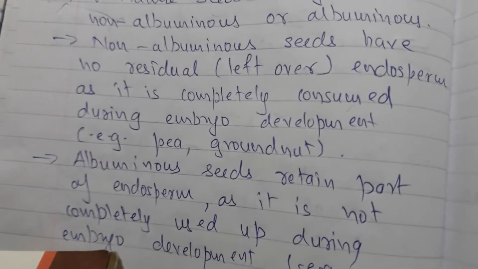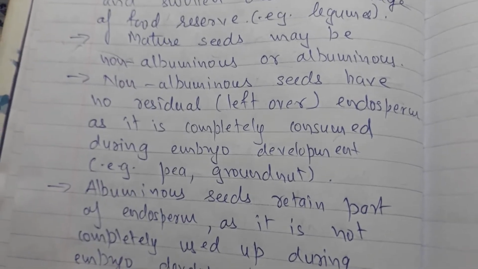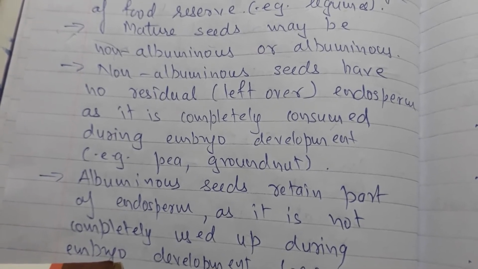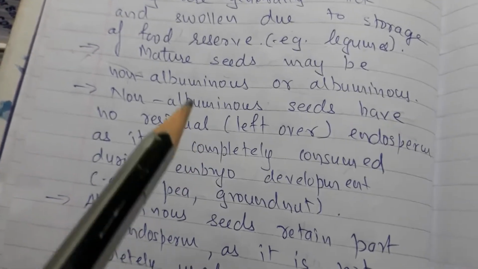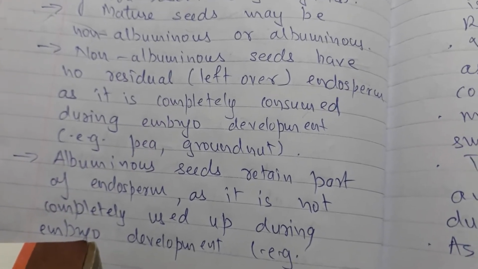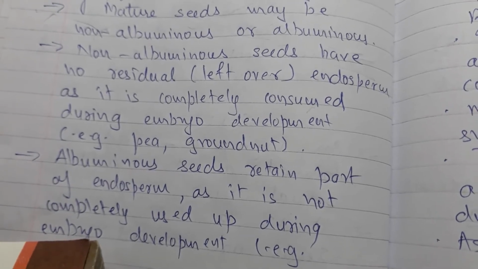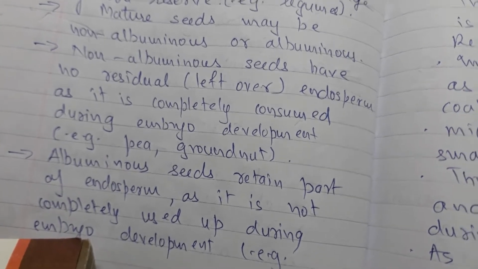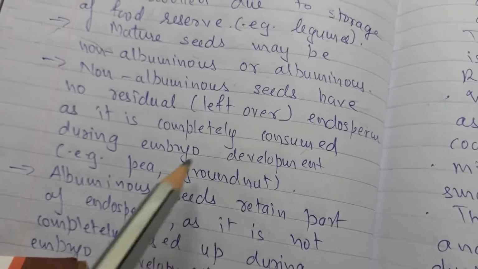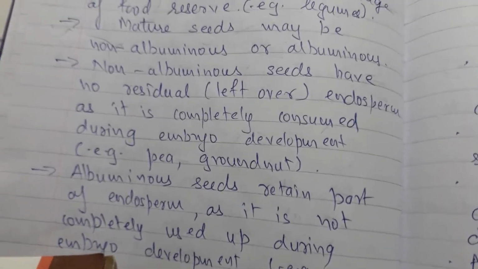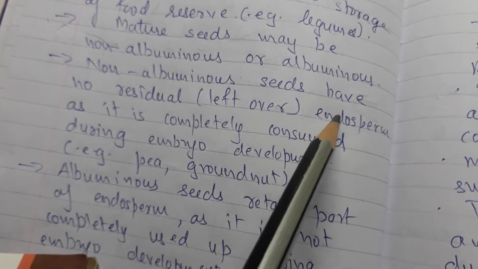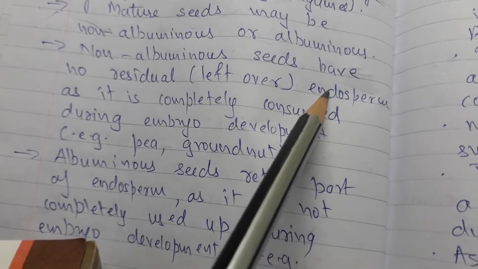Now, when the embryo is developing, I'll give you again a very crude example. In humans, the mammals, the developing embryo is inside the mother's body, so it is getting food from the mother directly through the placenta. Here the seed is also having a baby plant inside it. So the baby plant also requires food, and that is got from the endosperm. Correct?